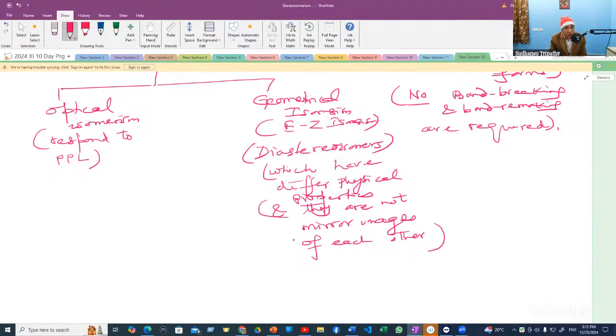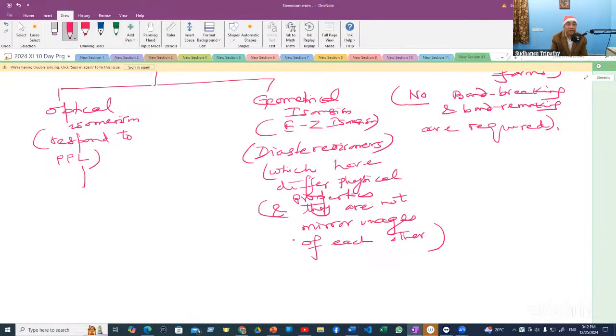And they are not mirror images of each other. Diastereomers, E and Z, they are diastereomers. They are not mirror images of each other. They have different physical properties: their boiling point, melting point, refractive index, viscosity. Viscosity is almost the same, but melting point, boiling point, density, they are all different.